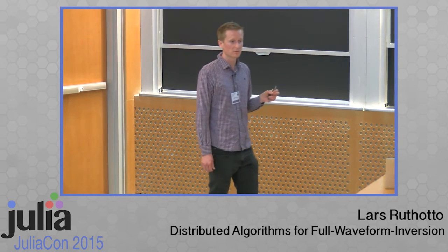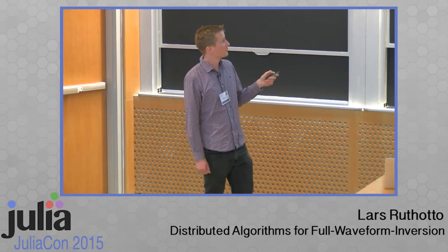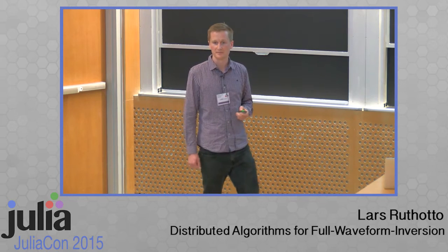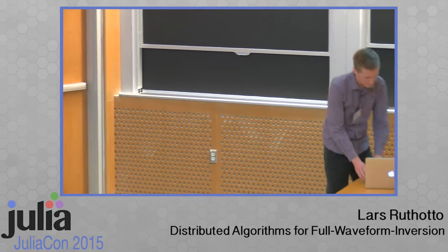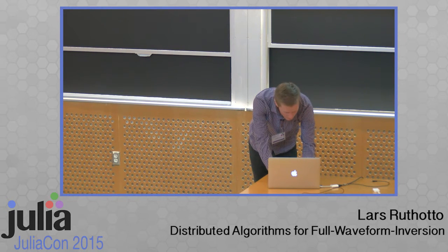Just one thing to keep in mind. FWI is a complicated problem. It's a non-convex optimization problem, so where you end up really depends on which path you take. So I think I should show you a little bit of the code.